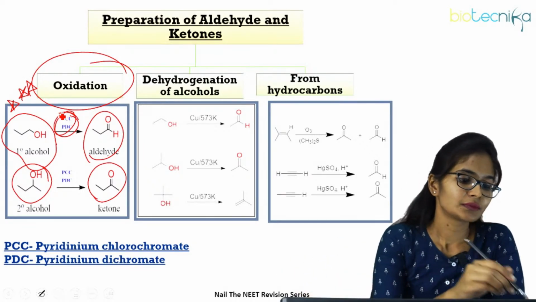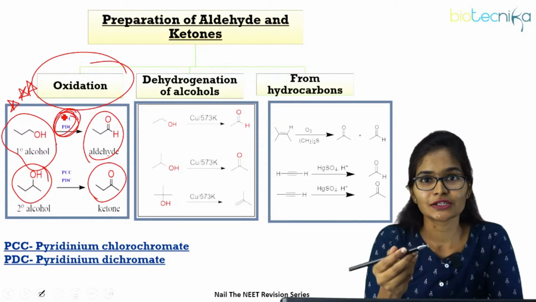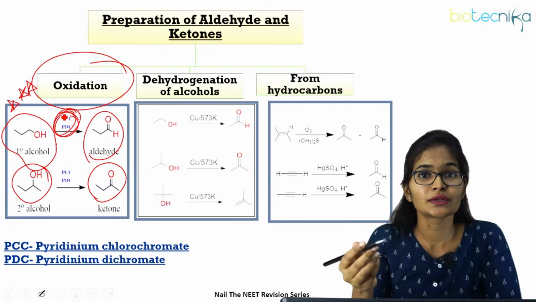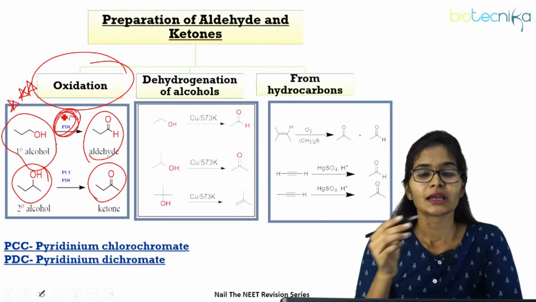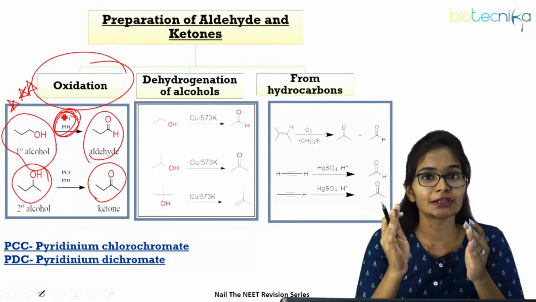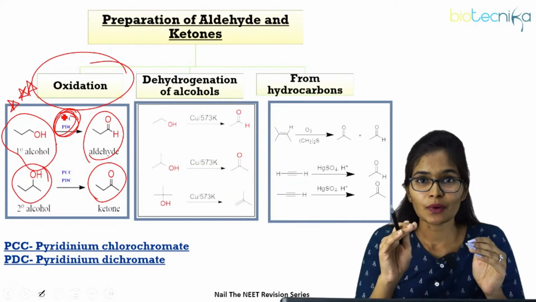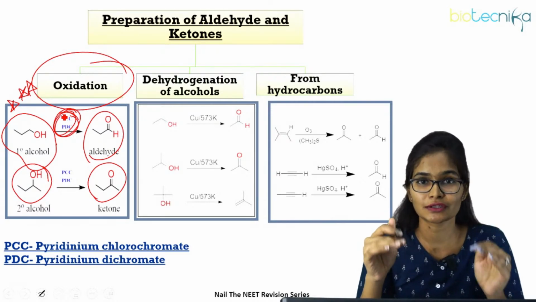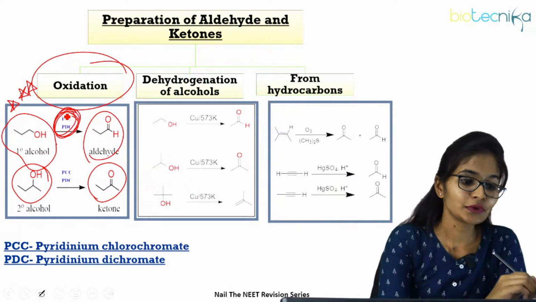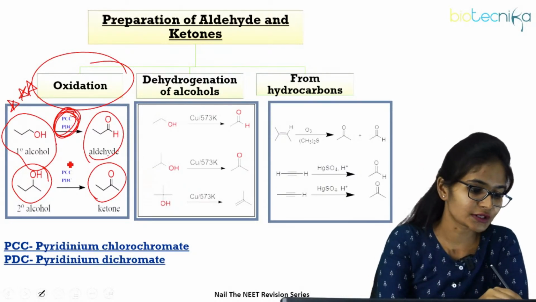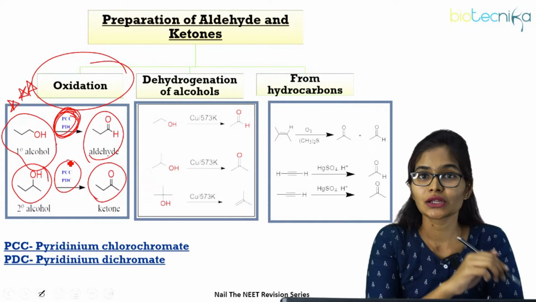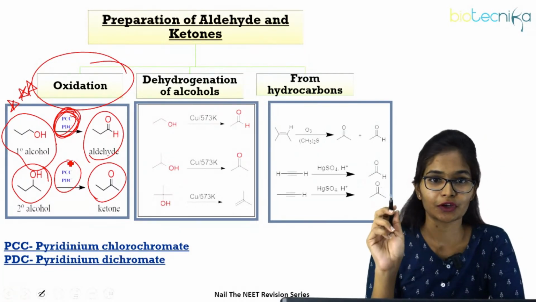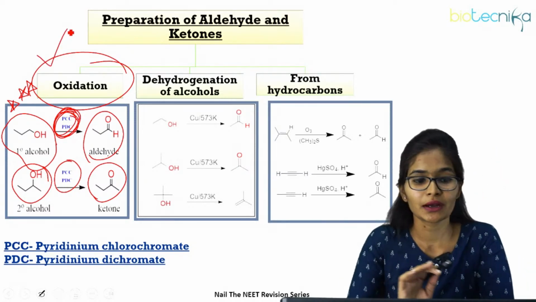Here, if we use mild or weak oxidizing agents, we can get aldehyde. Suppose you use strong oxidizing agents, then the alcohol will definitely be converted directly into carboxylic acid. That's why, if we want aldehyde, we have to use mild oxidants. Right now I'm using PCC and PDC in both oxidation reactions, the conversion of primary alcohol to aldehyde and secondary alcohol to ketone. So this is oxidation.